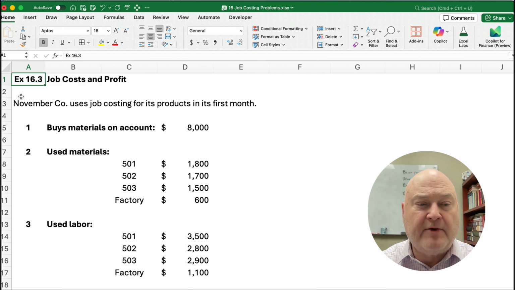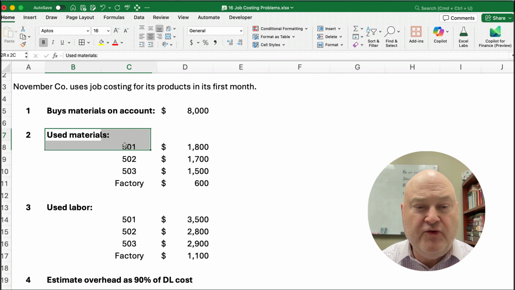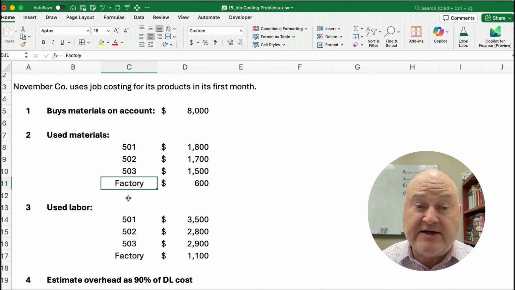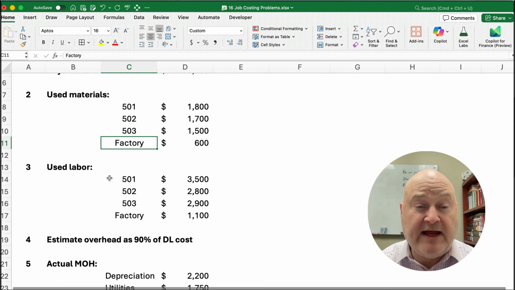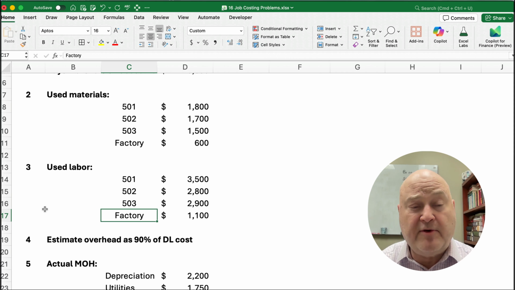Here we have the November company, and they use job costing. The first thing they do is buy materials on account, $8,000, and then they use materials for job 501, 502, 503, and then for the factory use, this is indirect materials. Same thing with labor. We've got the first three jobs, we have some labor that we've used, and then for factory labor, that would be indirect labor.